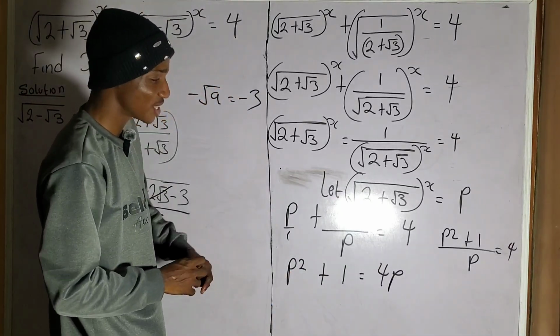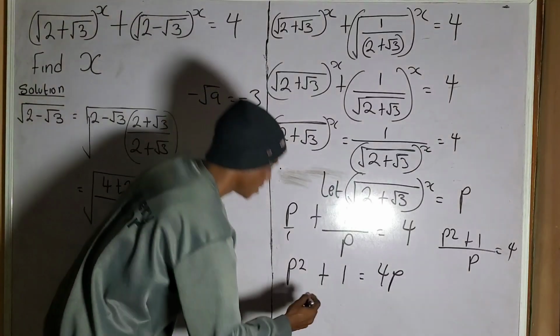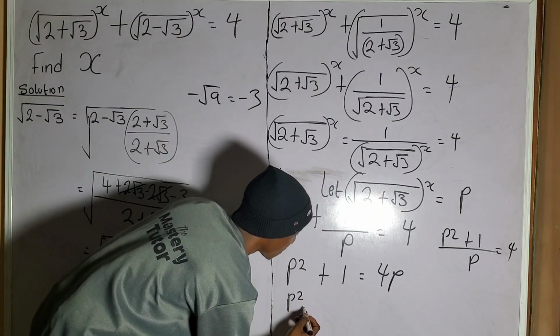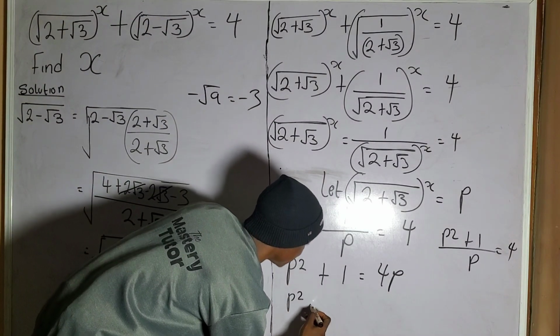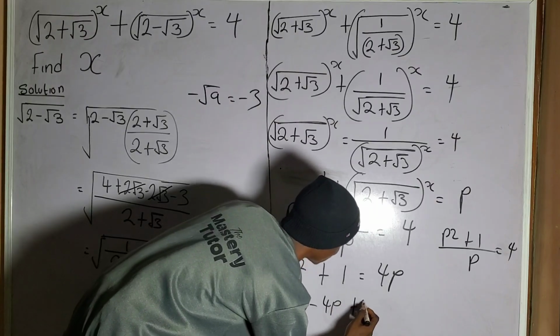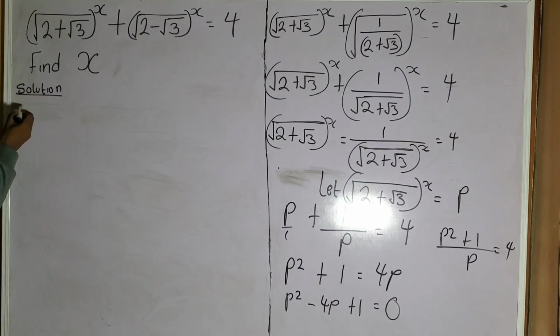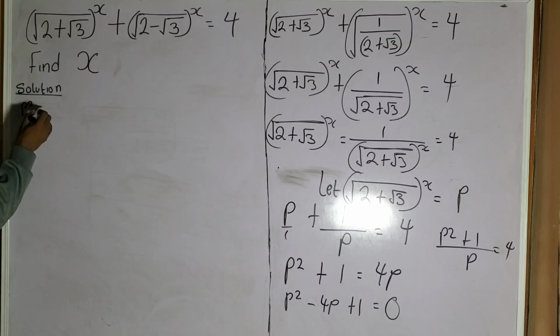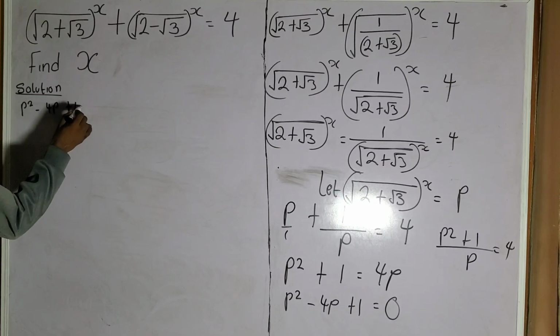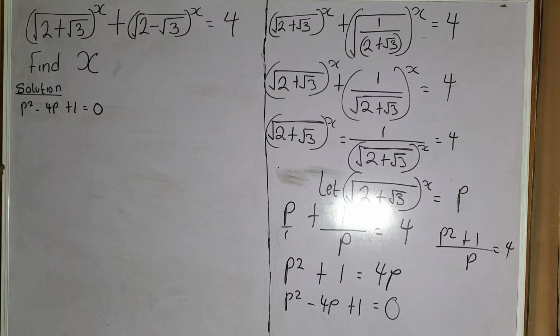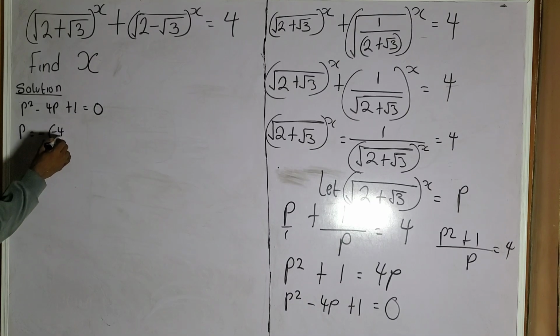Now, listen to me carefully. P squared, please pay attention, minus 4p plus 1 equals to what? 0. Here, I'm going to have p squared minus 4p plus 1 equals to 0. Okay? Using the quadratic formula, you're going to have p equals to minus 4, right?